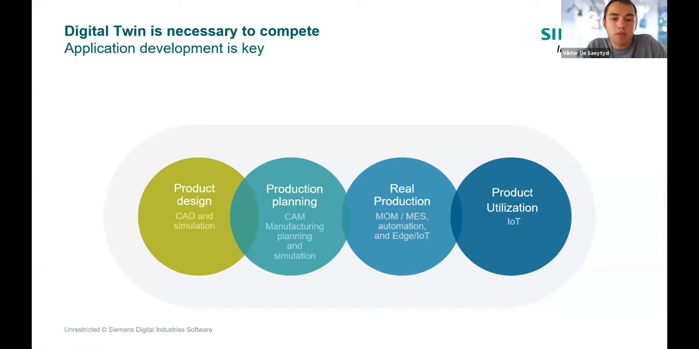And we at Siemens think that for manufacturing companies to meet these trends, it's very important that you start with a digital twin. And what do we mean with digital twin? What you see here is, throughout the whole value chain, how a product is made, how the production is then planned, and how the production is then done, and the product eventually is used.